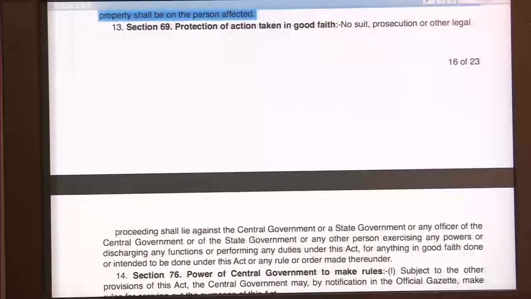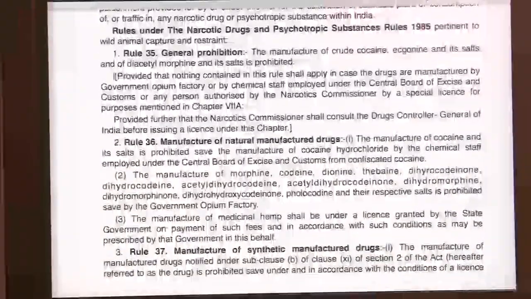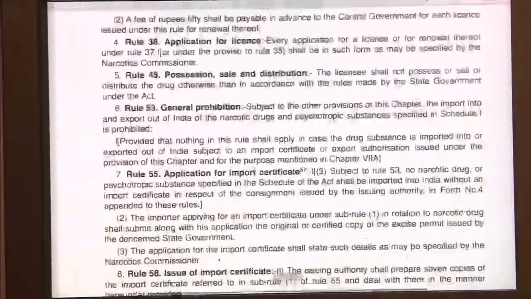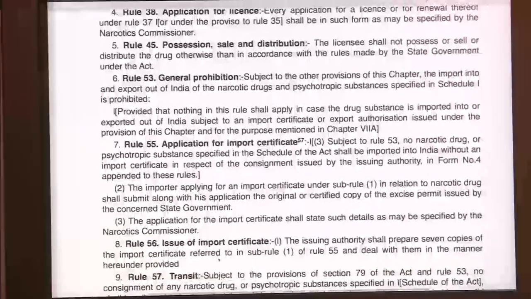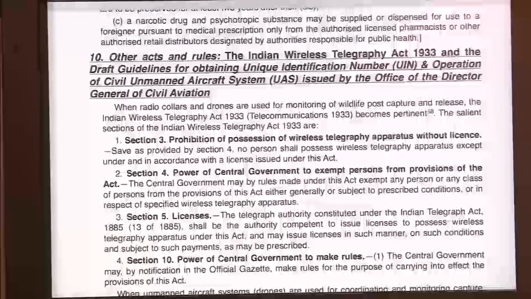Then it also protects action taken in good faith, and then state government and central government can make certain rules regarding this. Then you have to apply for a license, import certificate, transit licenses and so on. Now, other acts and rules that are important in the case of immobilization include the Indian Wireless Telegraphy Act of 1933 and the draft guidelines for obtaining unique identification number and operation of civil unmanned aircraft system UAS issued by the Office of the Director General of Civil Aviation.